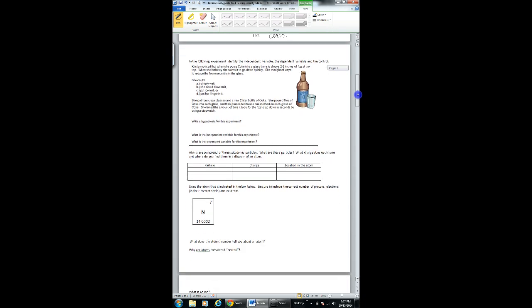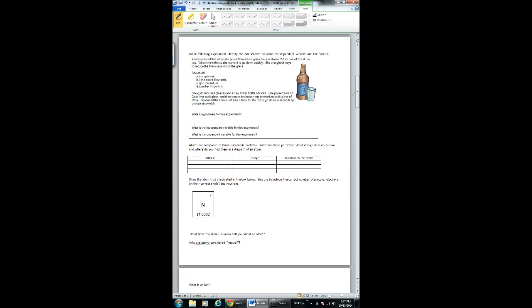All right, now we're going to actually apply this to an actual problem here. So this one, she is pouring Coke into a glass. There's always 2 to 3 inches of fizz at the top. When she is thirsty, she wants to get it down quickly. She thought of ways to reduce the foam once it's in the glass, so she can simply wait, she could blow on it, she could put ice on it, or she could put her finger in it.